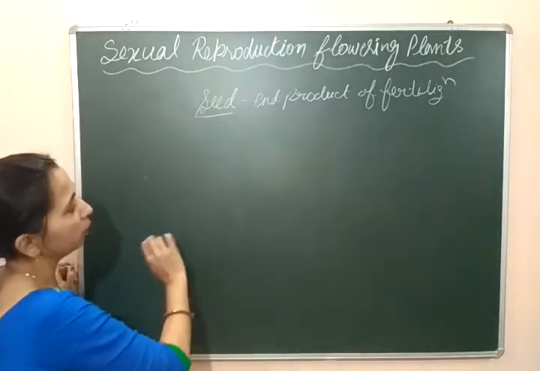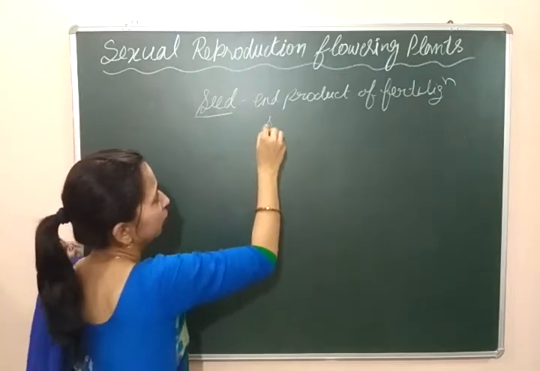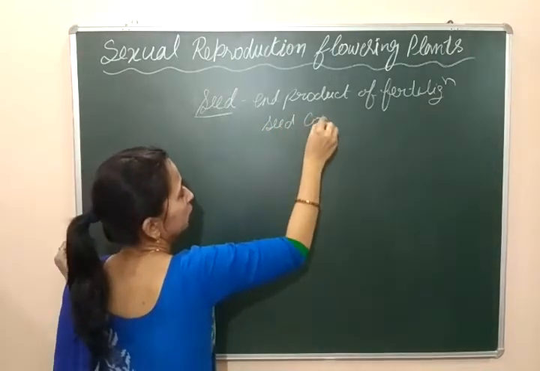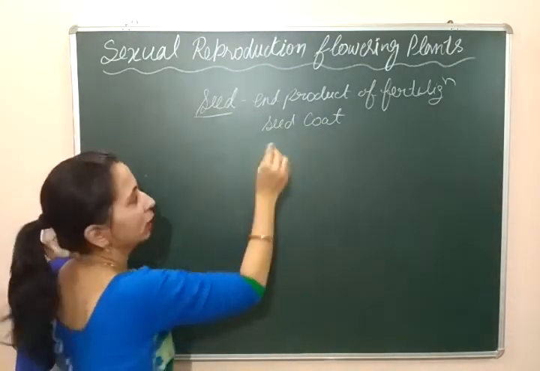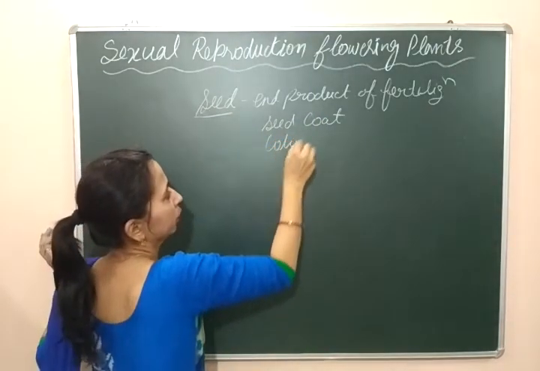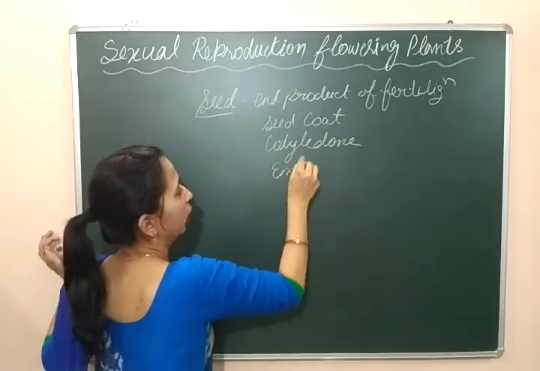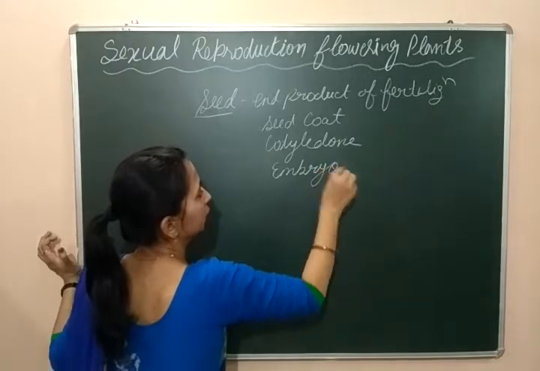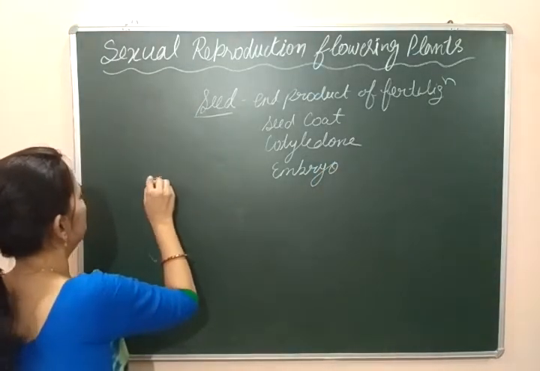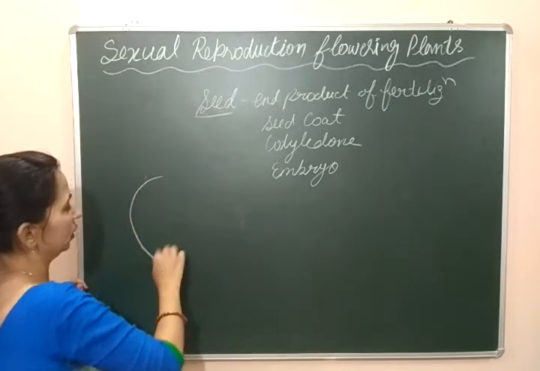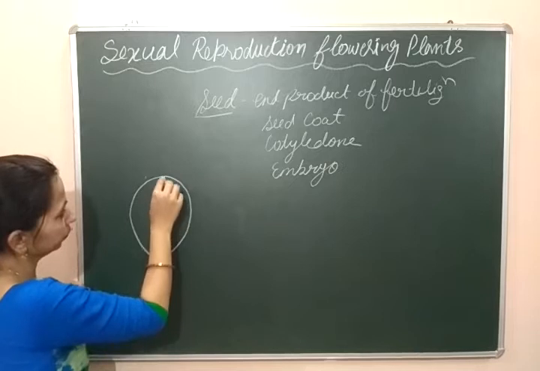Seed has some important parts. Let's see what the important parts of the seed are. Seed has an outer covering, that is known as the seed coat. The next thing that the seed has is the cotyledon. And the seed contains one embryo also. Let's draw the structure of the seed and then see what the important parts of the seed are.